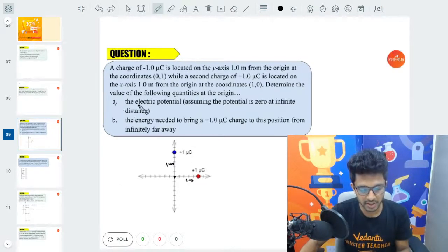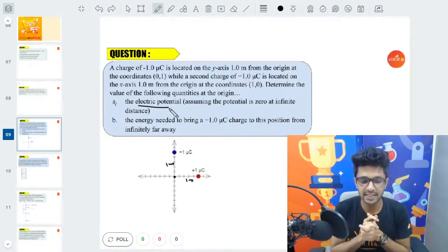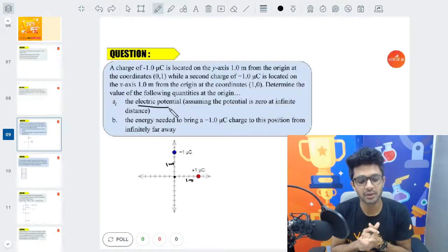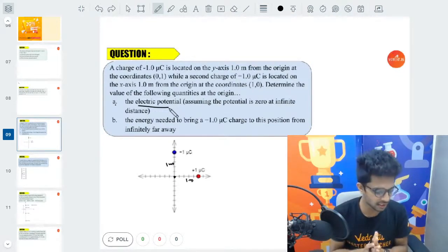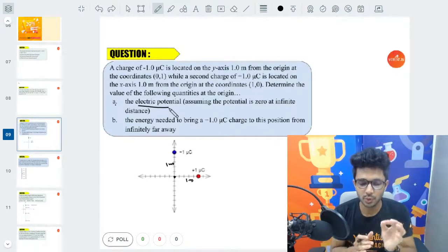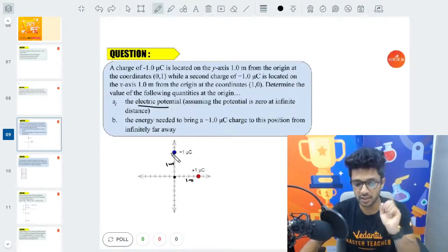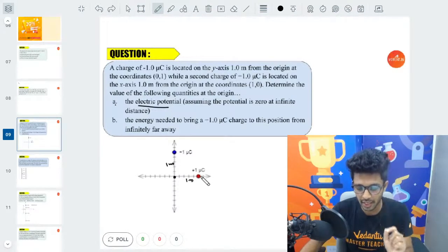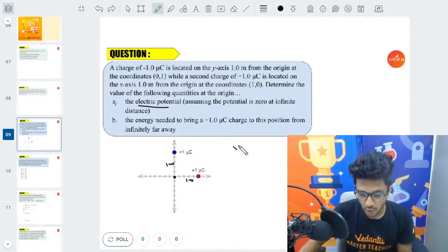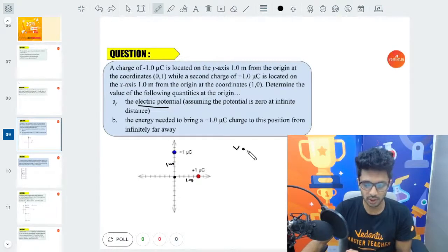The first sub-question says we have to find the electric potential, right? So how can we find the electric potential of a point charge? We explained it in the previous question itself. That is equal to 1 by 4 pi epsilon 0 q by r. But the net potential produced at the origin is because of the two charges here, minus 1 microcoulomb and plus 1 microcoulomb. So how much is the total potential going to be?